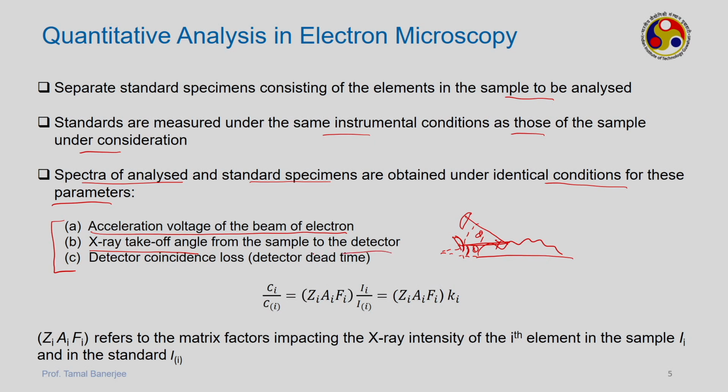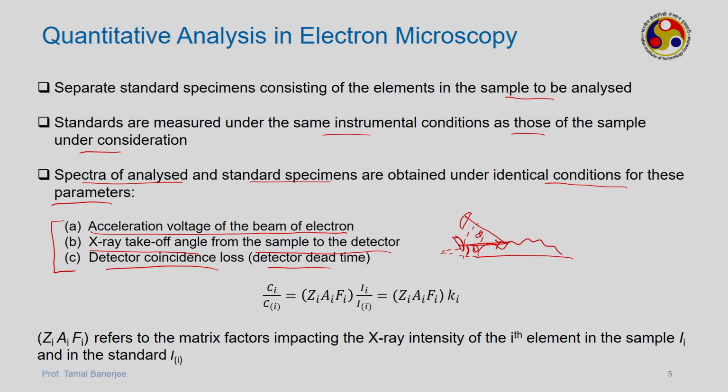So these are the takeoff angles, the takeoff angle from the sample to the detector, and the detector coincidence loss. It means how much time you are keeping the detector on the sample. So it depends on that time, the dead time. Dead time or residence time, whatever you call it, means the total time you are actually focusing that particular detector onto the sample. So all these three factors are taken care of here.